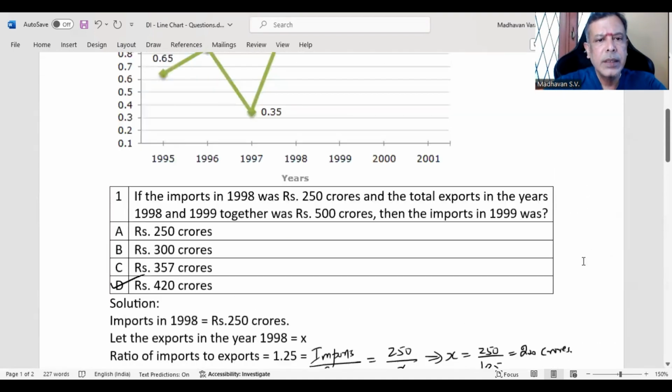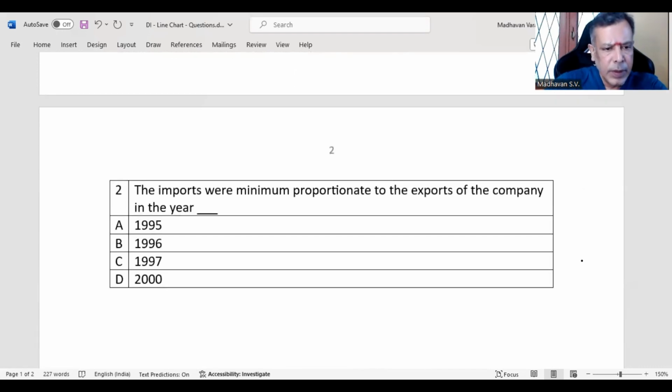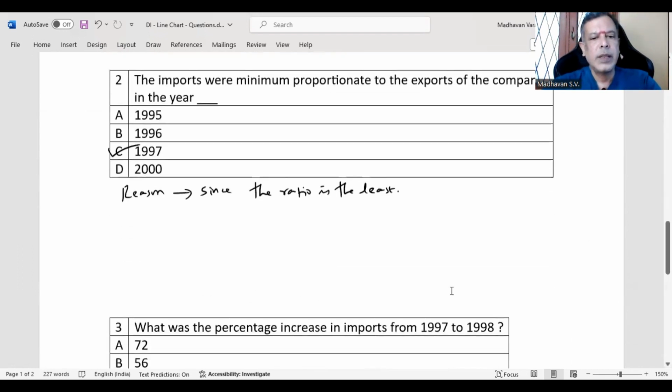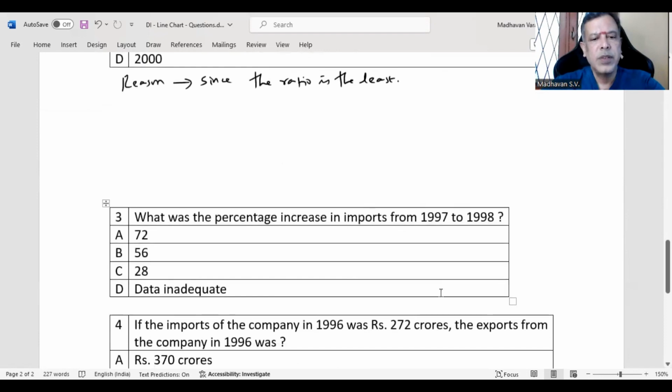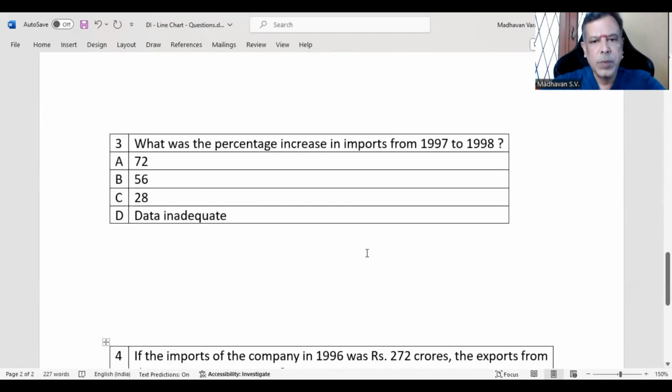That year is 1997. So that is the answer. Straight away we can say the reason is that the ratio is the least in that year. Next question. What was the percentage increase in imports from 1997 to 1998?